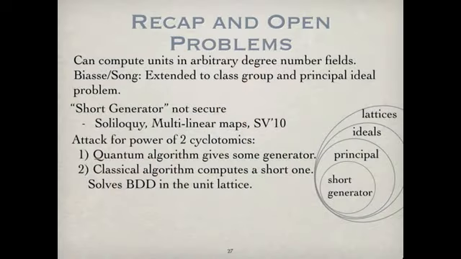So in their case, it's for power of 2 cyclotomics. You can use quantum algorithms to get some generator for the principal ideal, and then with the classical algorithm that I mentioned, you can compute a short one by solving BDD in the unit lattice.